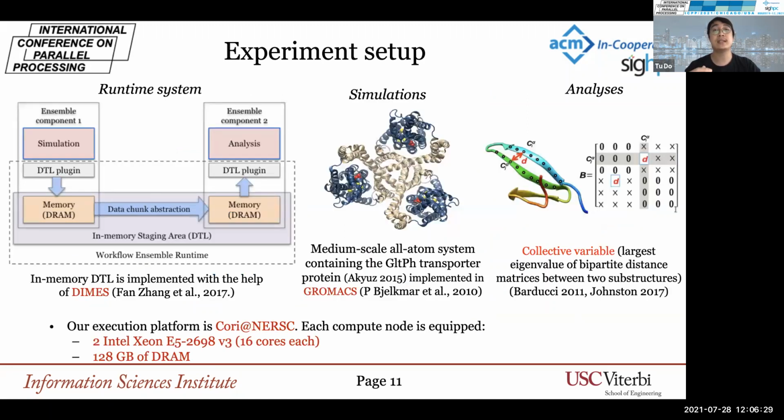So now let's take a look at the experiments. For the experiment setup, we enable a runtime system to be able to couple the simulation and analysis in situ. For the simulation, we use a medium-scale molecular dynamics system that has been implemented in GROMACS. And for the analysis, we use a common analysis that is appropriate for in situ, that is the collective variable computation. And our execution platform is Characterization.